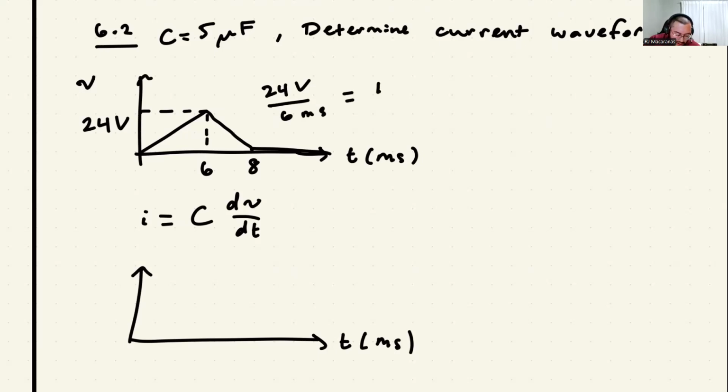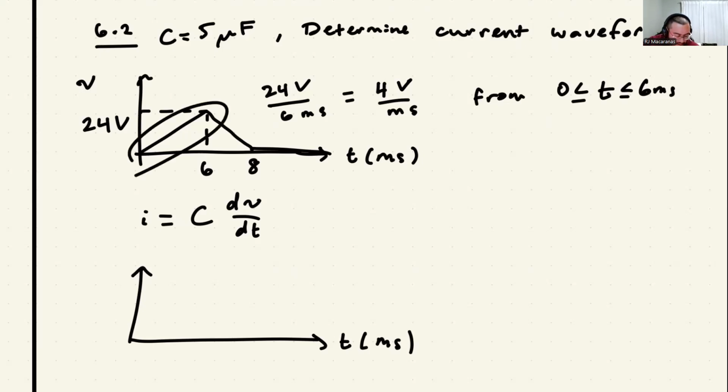milliseconds. So that gives you 4 volts per millisecond in this first interval there. And this is for t between 0 and 6 milliseconds. And then on this next interval, right? So that's kind of from here to here.